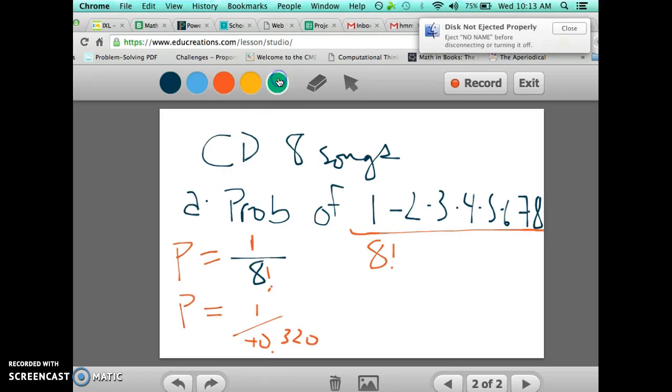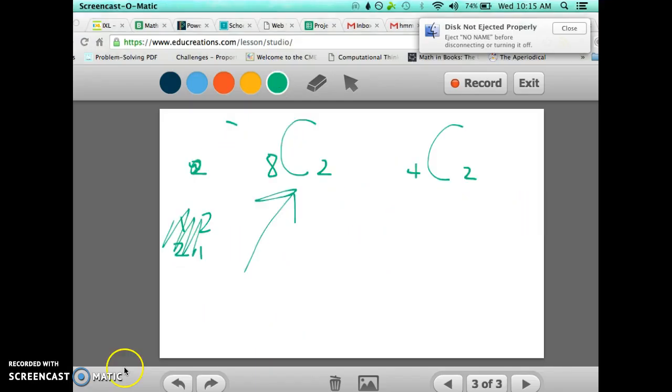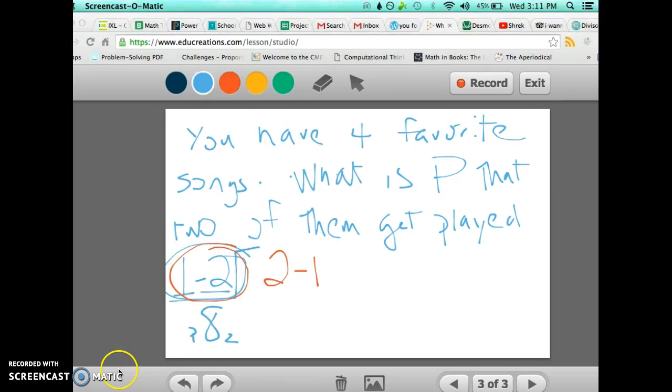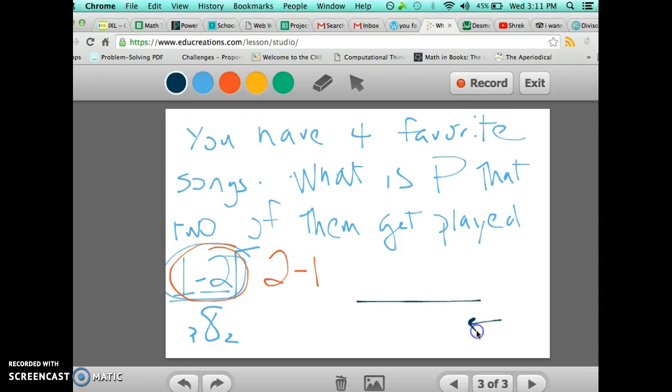The second question on this problem asks, given you have 4 favorite songs, what is the probability that 2 of them get played, 1, 2? What you've got to get used to is seeing probability as a fraction with total possibilities on the bottom and a lesser number of possibilities that we're trying to find the chance of on the top. With a die, it's 6 on the bottom and 1 on top. But here we've got 4.